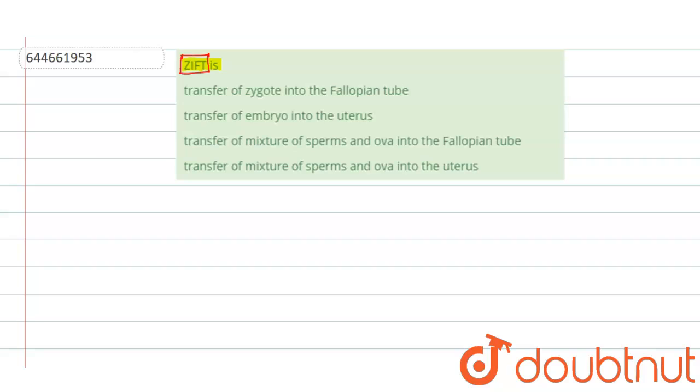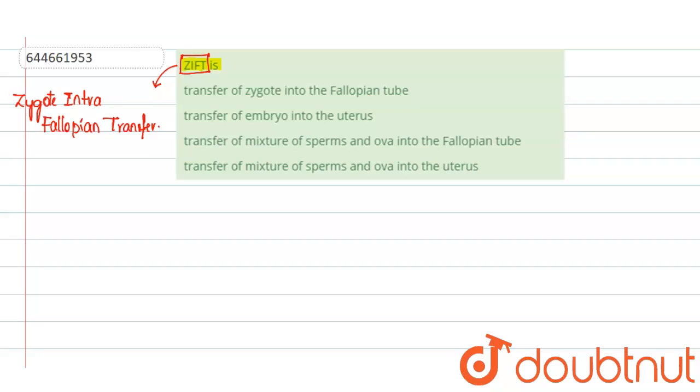So we'll first understand what is ZIFT. ZIFT stands for zygote intrafallopian transfer, or zygote intrafallopian tube transfer. So this is a kind of assisted reproductive technology, that is, it is a kind of ART which is used for treatment of infertility.